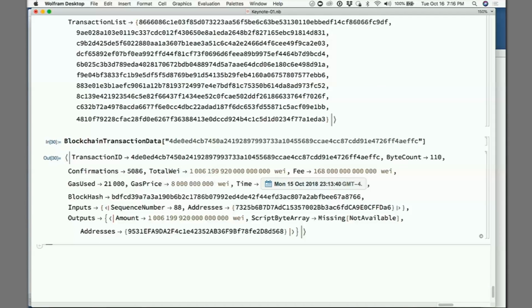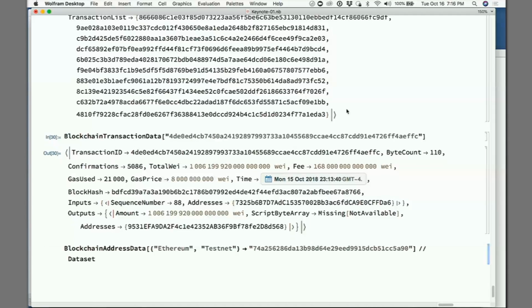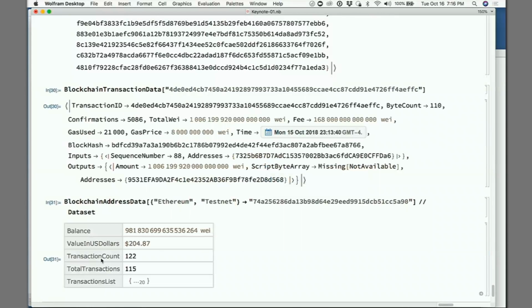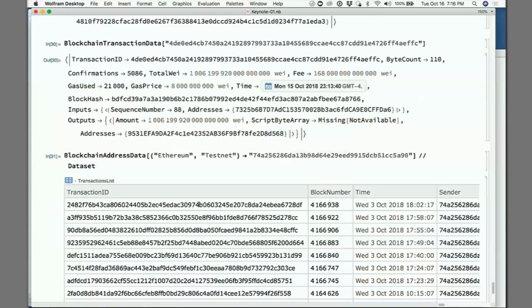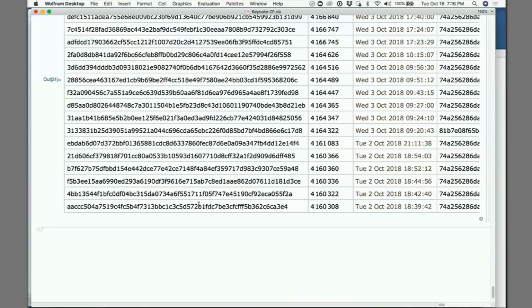We could do all sorts of things here. We could say okay, this is going to ask for a data set on the Ethereum testnet of a particular address and the 20 transactions that were done with that particular address on the Ethereum testnet.